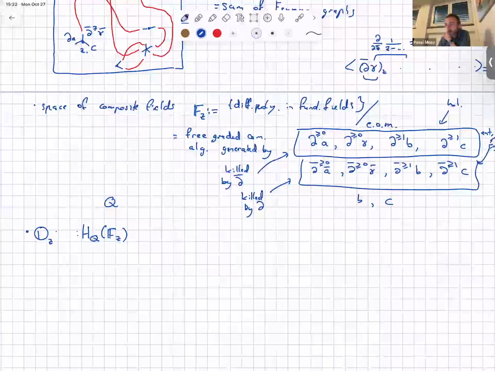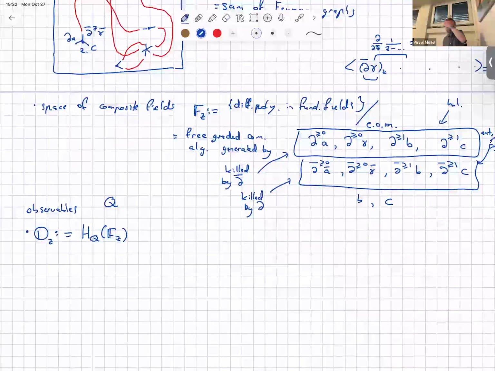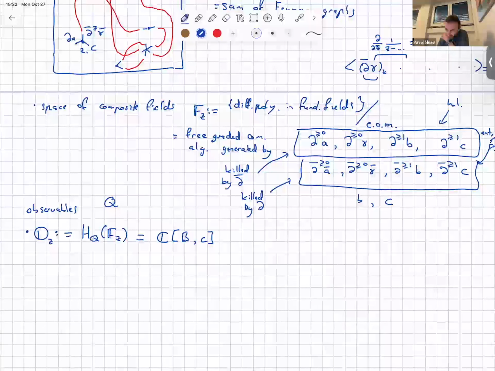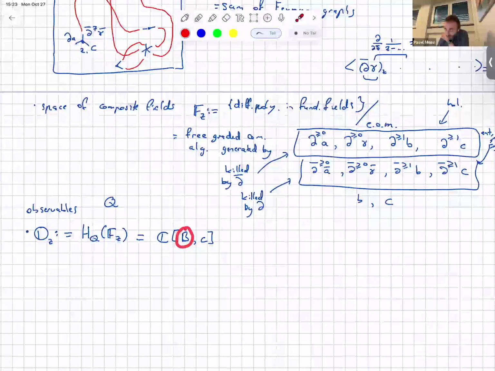So it is what's oftentimes called observables of the theory. So observables are Q-closed composite fields, modulo Q-exact composite fields. And they can be identified, and this is a computation, with polynomials. So here I need to use this real parameterization of fields. Here it's more convenient. So a real field capital B and the ghost C. So that means I can take polynomials in B or polynomials of B times the ghost C. So these are the observables.